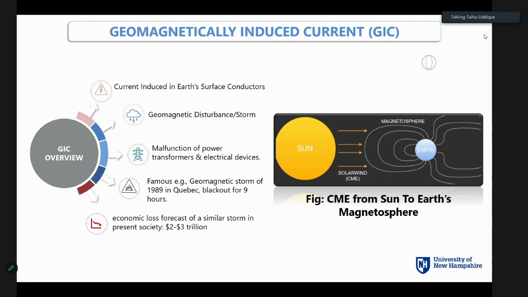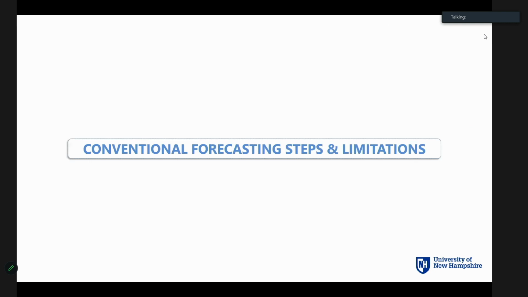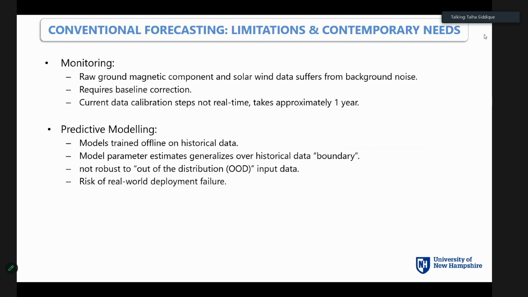So there was a recent study which showed that if a similar storm were to occur in our current technologically dependent world, then it would cause an economic loss of around $2 to $3 million. So with that in mind, there are a lot of forecasting steps present at the moment. For example, it can be broken down into two steps.